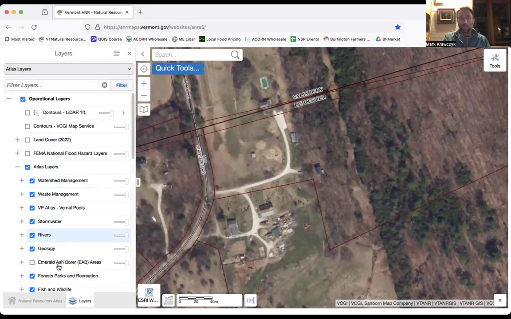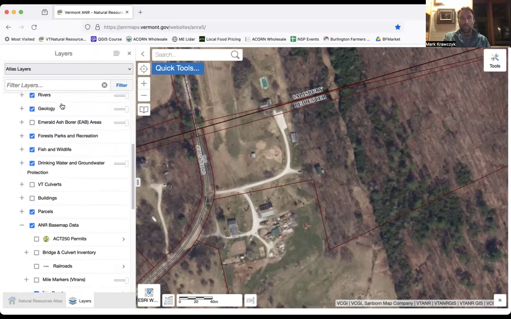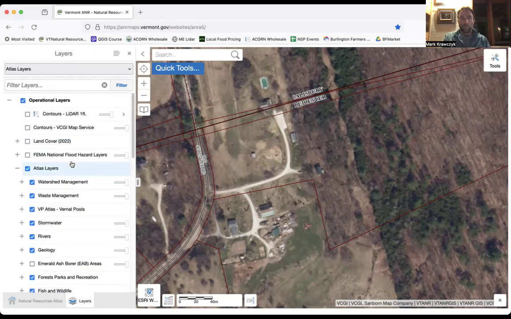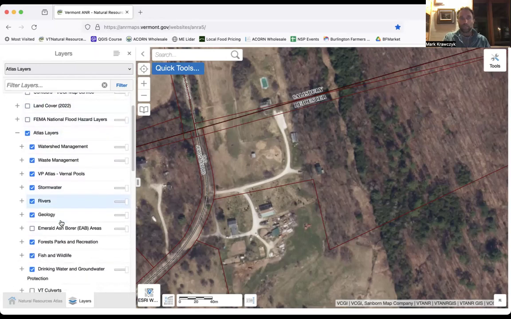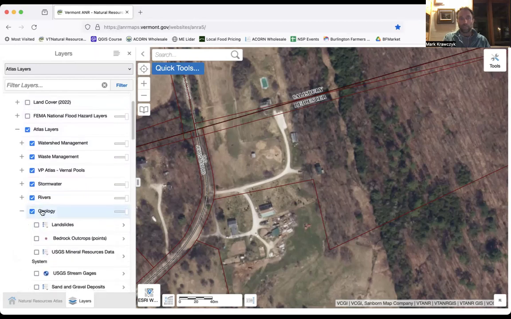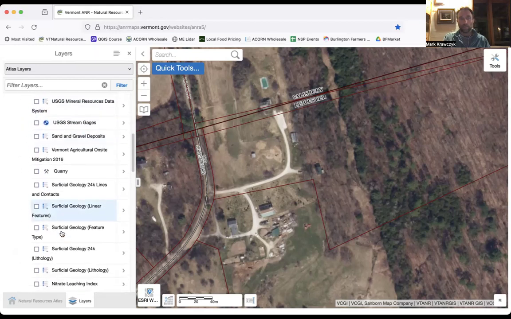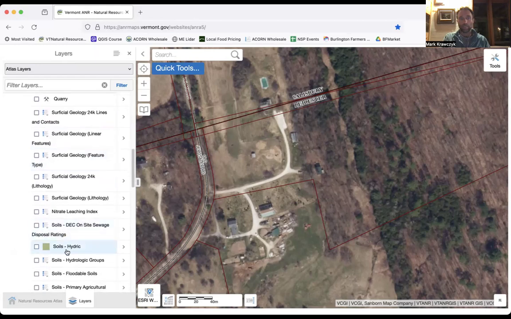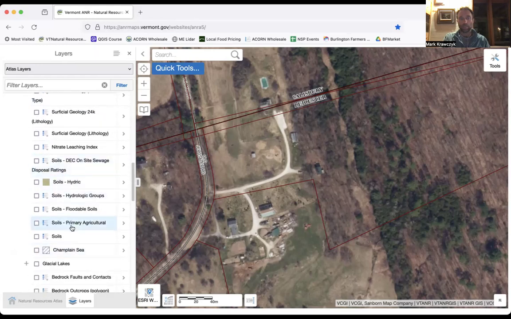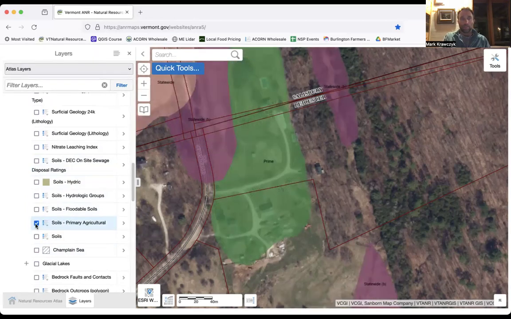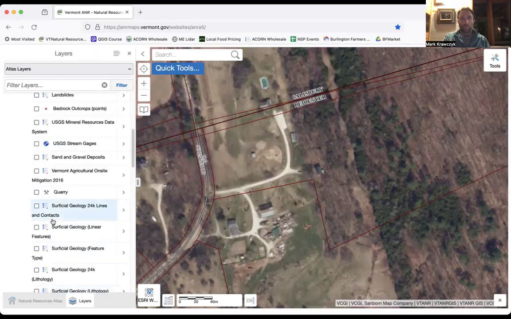And that will open up this panel over here, with all these different layers that you can toggle on and off. In geology, you've got landslides and bedrock outcrops and quarries and superficial geology and soil, different qualities of soil types. Show you where your prime ag soils are. It's going to show you where different soil types are, etc.